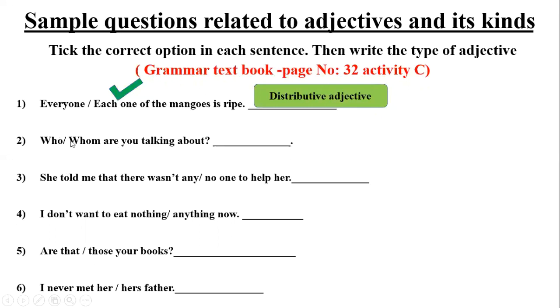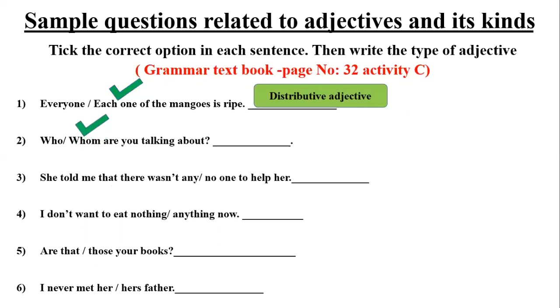If the question is who, then the answer should come like he or she. Clear? Don't get confused. If the question is who, the answer should be related to he or she. Can we ask, who are you talking about? I'm talking about he. No, I'm talking about him. I'm talking about her. So in the answer, when him or her is coming, the question should be, whom are you talking about? So the correct one is whom.